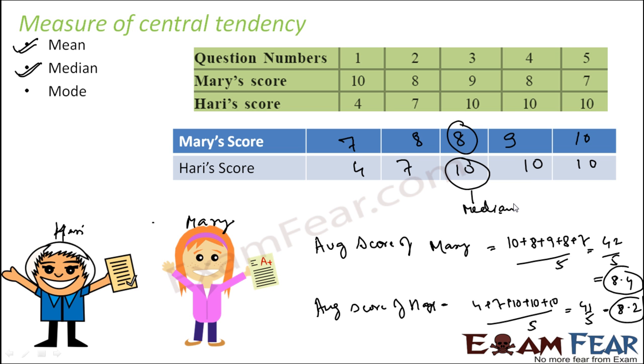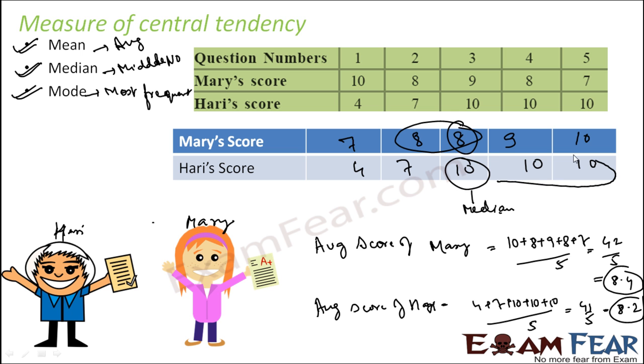Now Hari told, okay, let's do one thing. Let's see what your most often score is. For Mary, the most often score is 8, and that's where we're talking about mode, right? Most frequent. And this is the middle number, and this is the average, right? So the most frequent score is 8. And for Hari, the most frequent score is 10. So with that also, Hari is claiming that he scored better.